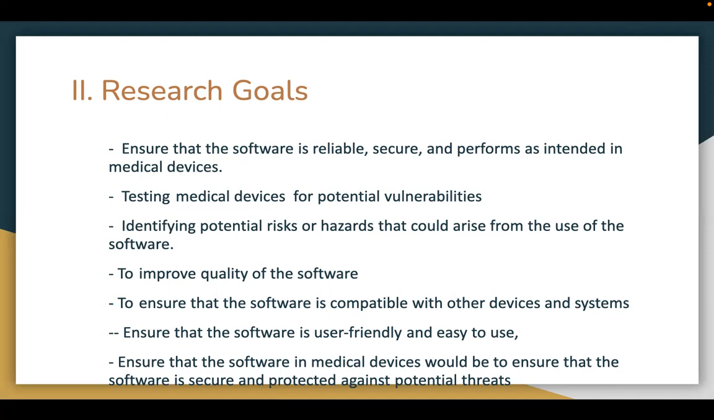This could involve testing the software for potential vulnerabilities, as well as identifying any potential risks or threats that could arise from the use of software. The aim is to make sure that the software is as secure and protected as possible so that users can trust that their data and information is safe.